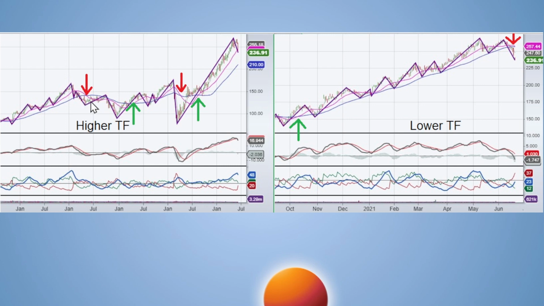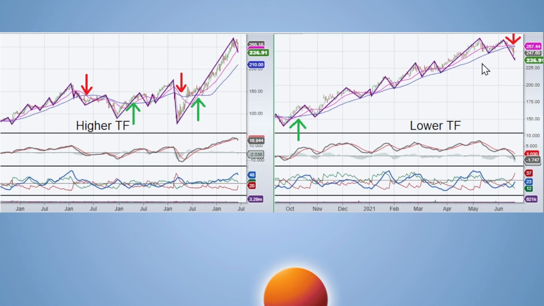What it does help me with is to define the trend. And then from that point, if we're using multiple time frames, I know I've got a higher time frame that's in an uptrend, and then I can look for pullbacks and corrections on the lower time frame for entry points. So it's really a helpful tool from that standpoint. So that's on the left side. So that's a higher time frame.